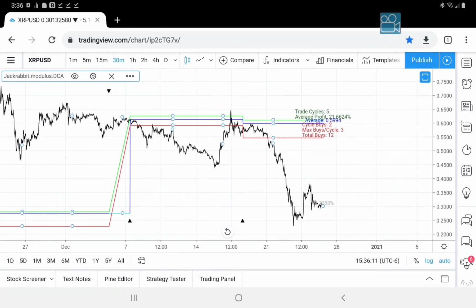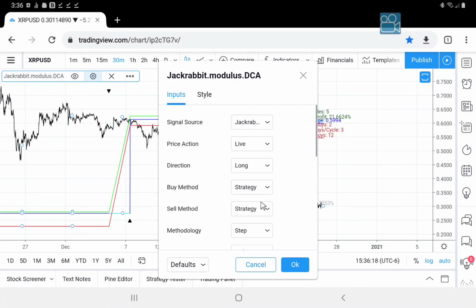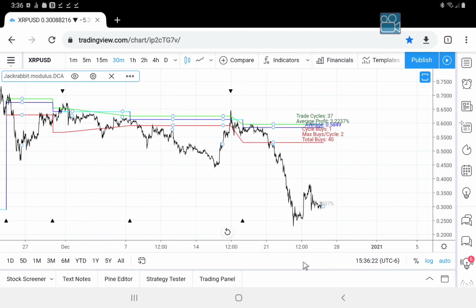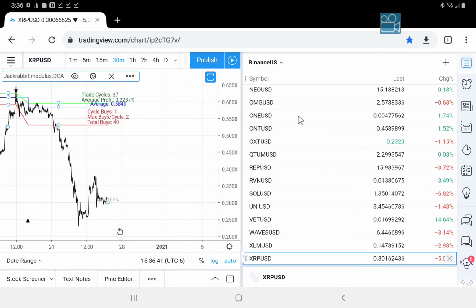If you want in and out of the market as quickly as possible, then really this is the only way. It increases your trade cycles, and it gives you fairly close to or more than the profit you would have achieved the other way, being sell by strategy.